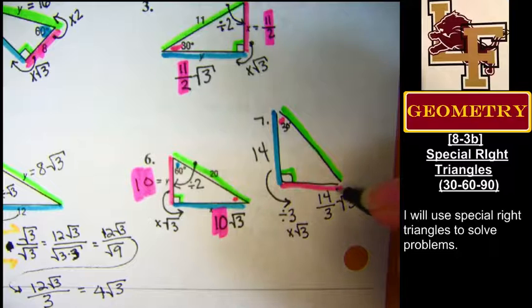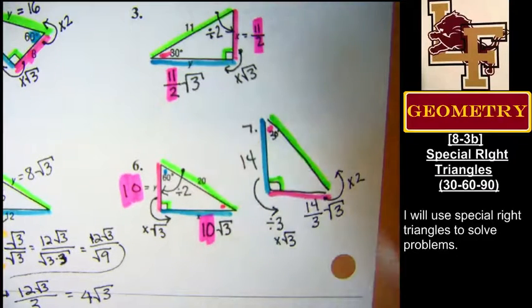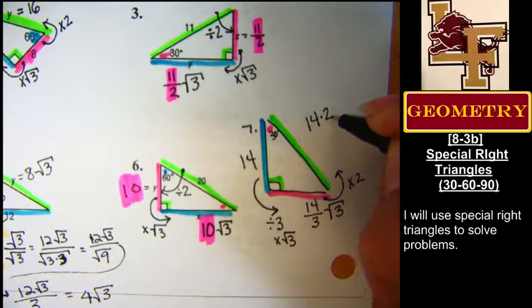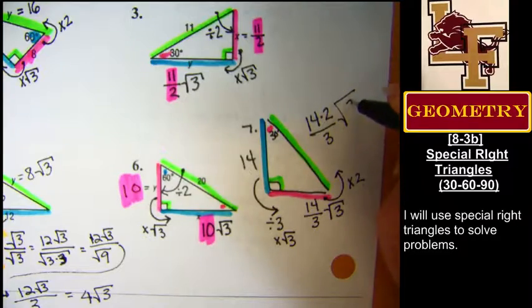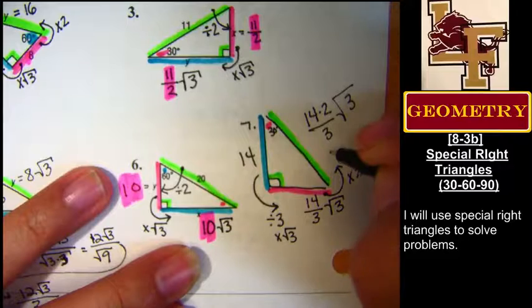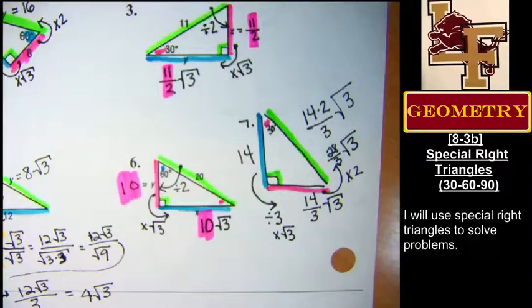Now that we have the short side, the pattern was short side to hypotenuse, multiply by 2. Just the top number of your fraction, please. That's the only thing that multiplies by 2. So this is 14 times 2 over 3, square root 3. What's 14 times 2? 28. So this is actually 28 over 3, square root 3. That's it. We're done.